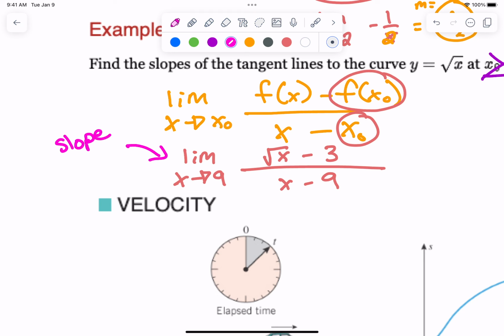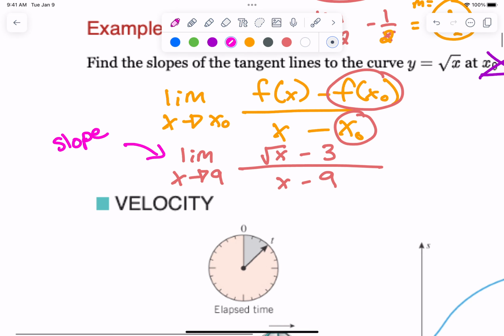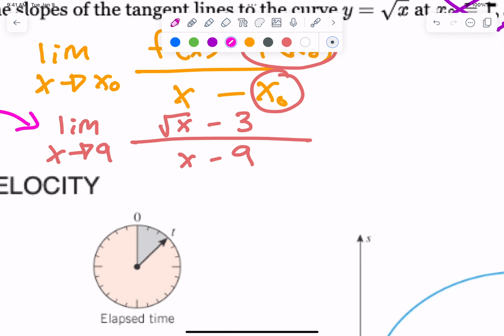Eli, listen. We're trying to find the slope at that point, all right? Now, can I plug 9 in? No, so we have to do a strategy. Can we square the tops? No, we can't square them. Can we just conjugate?